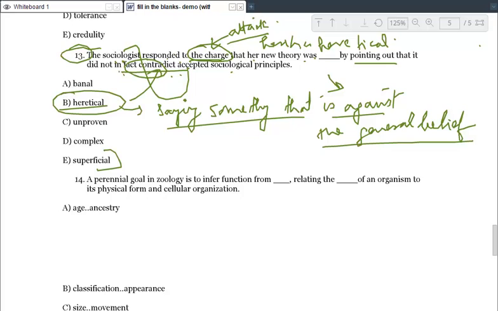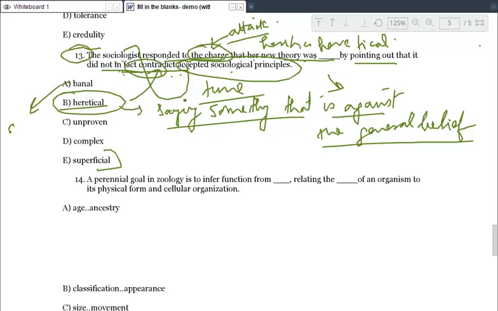The sociologist responded to the charge, and what was the charge? That the new theory was heretical. This was the charge brought against him, and he responded to it by pointing out that, in fact, it did not contradict accepted social principles. That means basically it was in tune. It was in harmony with accepted principles, and therefore he was not heretical. People, are we clear about it?